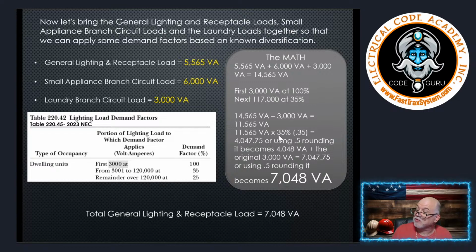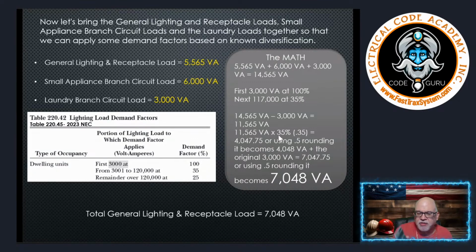We get 4,047.75, which I'm going to round. Remember, the rules in 220.5 allow me to round up 0.5 or greater when we're dealing with it. So I'm going to go on and round it up. Now, if you want to keep the full amount and carry it on until the end, that's up to you. It's not going to change anything, okay?